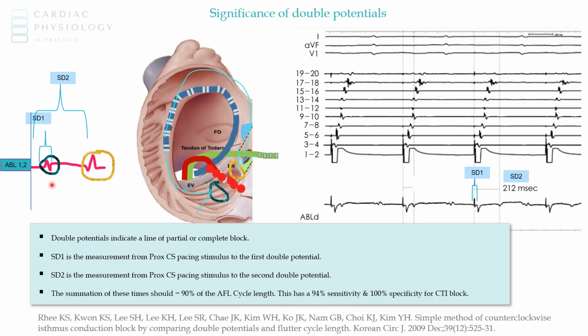So if you have widely spaced double potentials, where the stim to double potential 1 plus the stim to double potential 2 add up to 90% of the flutter cycle length, then that should indicate that the CTI is blocked. And this makes sense because if you pace from the lateral aspect of the halo catheter, the time it takes to go from here to here, plus the time it takes to go from here to here, should roughly add up to the atrial flutter cycle length, because the flutter circuit is this kind of circuit.